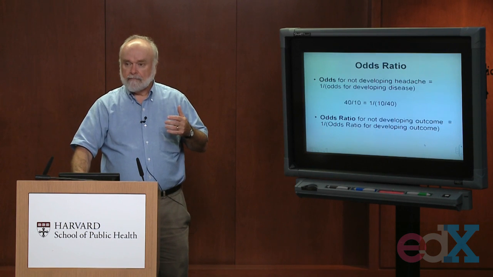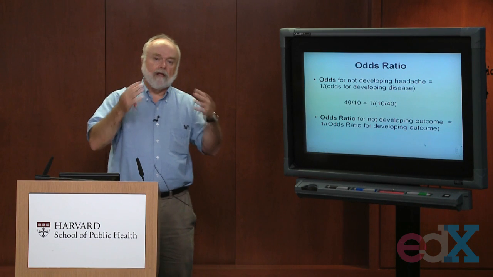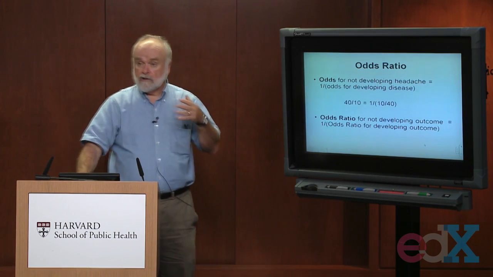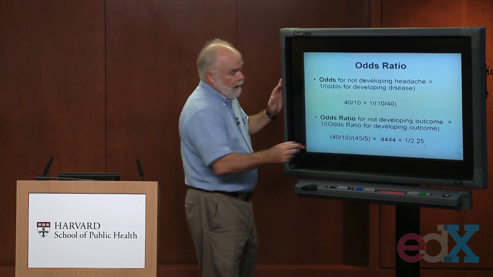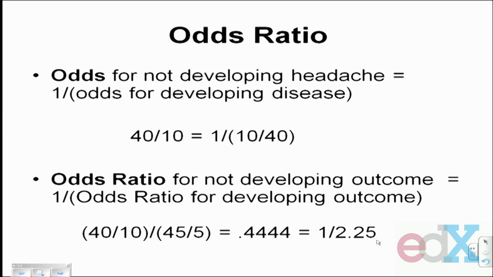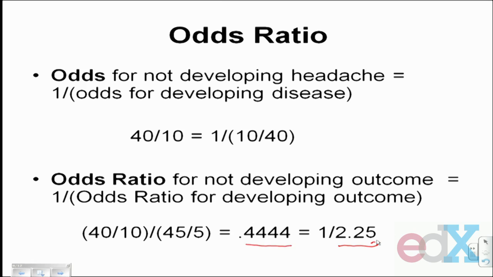Well, it turns out that that's just the inverse of the previous odds ratio. The odds ratio for not developing an outcome is 1 over the odds ratio of developing the outcome. So before we said that the odds ratio of developing a headache was 2.25. If I took the inverse of that, 1 over 2.25, I'll get this number 0.4444, which is numerically equal to taking the odds of not developing a headache for the men, 40 over 10, dividing that by the odds of not developing a headache for the women, 45 over 5.